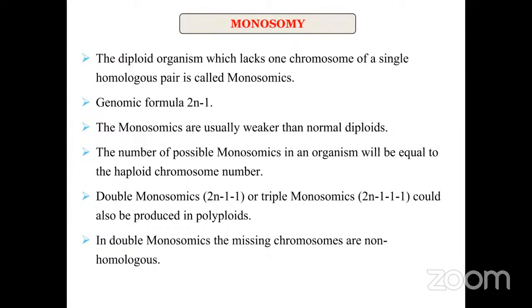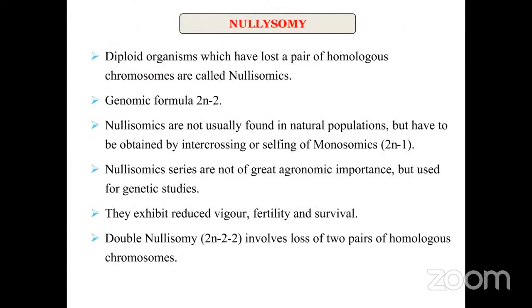Okay, so monosomy is represented by the genomic formula 2n minus 1. The diploid organism which lacks one chromosome of a single homologous pair is called monosomy. So if I expect 24 chromosomes and one chromosome is lacking, 24 minus 1, 23 chromosomes will be there. So that is an abnormal situation, represented by the formula 2n minus 1.